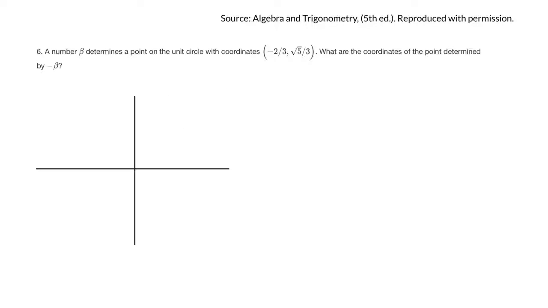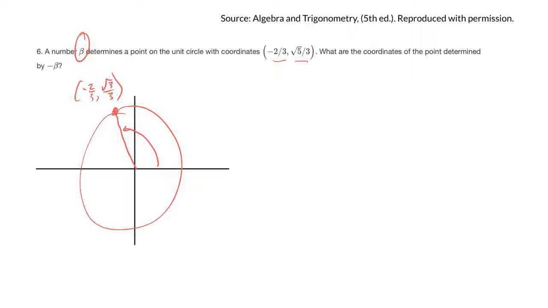Here's another sort of similar question. They say the number b, or an angle, beta, determines the point on the unit circle with the coordinates negative 2/3 and root 5 over 3. So negative 2/3 is going to be to the left, and root 5 over 3 is going to be up. So the point has to be in that quadrant. And we don't really know what that angle is, or what this reference angle is, but it doesn't really matter. Then they say, what are the coordinates of the point determined by minus b?